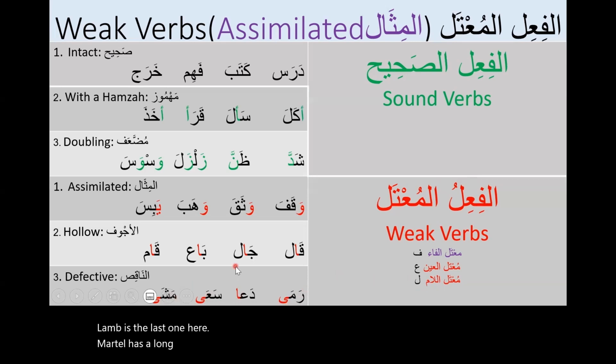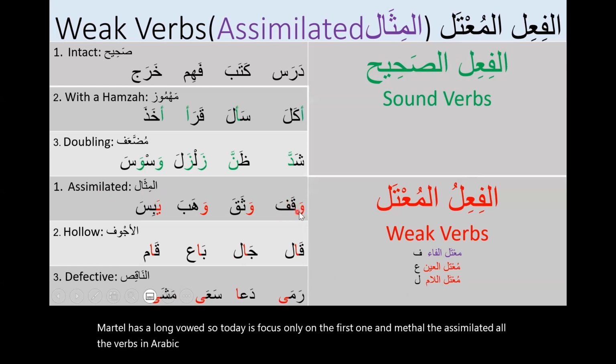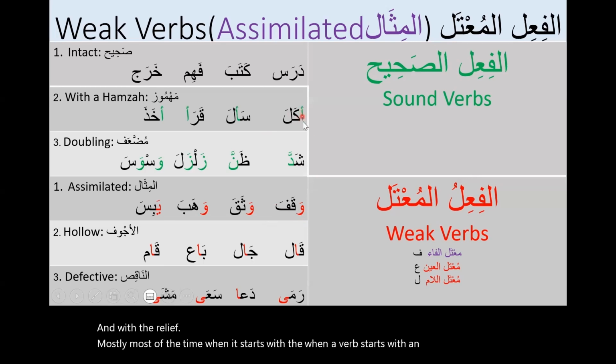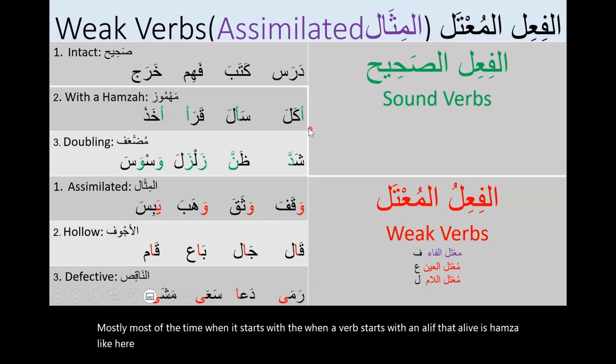So today is focused only on the first one, al-mithal, the assimilated. All the verbs in Arabic that start with a long vowel. And the good thing here is most of them start with the waw. Very little starts with the ya. And with the alif, most of the time when a verb starts with an alif, that alif is a hamza, like here, akala, akhadha. Actually, not a long vowel, but a hamza, and a hamza is seated on the alif. A hamza needs to be seated, right?